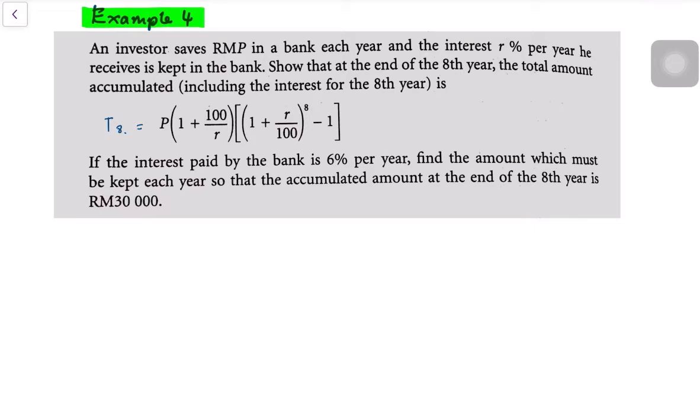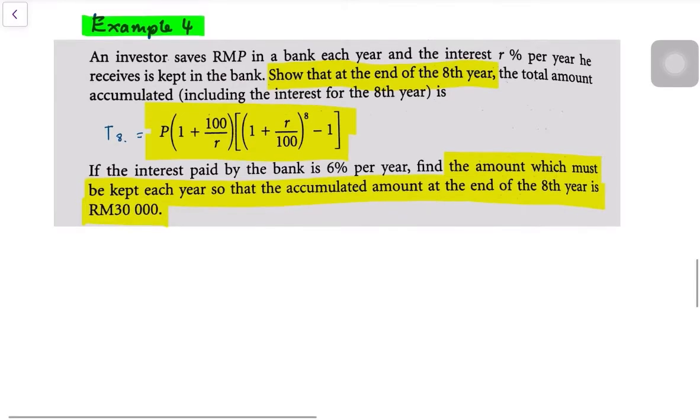Through this example 4, the first one is that we need to show that at the end of the 8 years we should have this expression. So this is actually the expression of T8. And then the second one is we need to find the amount which must be kept each year so that the accumulated amount at the end of the 8 years is 30,000. So this is actually some kind of investment plan.